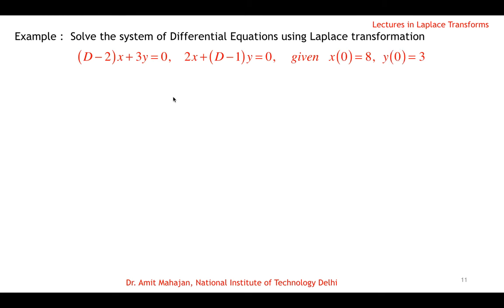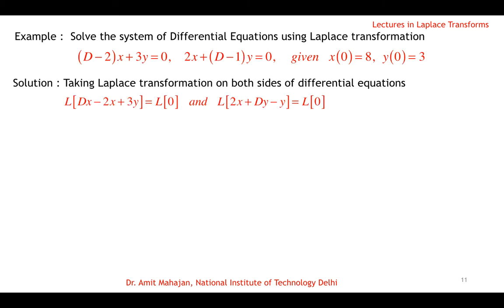So the method still remains the same. The method says that you take the Laplace transform on both sides of the differential equation, and there are two equations, so take Laplace on both sides of both equations, the first equation and also the second equation. So taking the Laplace transform on both sides of the differential equations, Laplace transform on the left equals Laplace transform on the right, and also on the second equation, Laplace transform on the left and Laplace transform on the right. Use linearity.